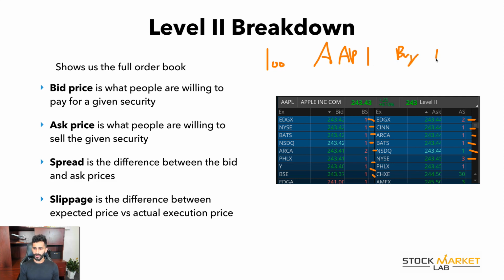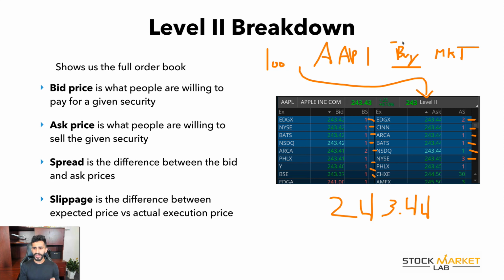I use a market order. Now, if I use a market order and I want to buy 100 shares of stock Apple, I have to buy it from someone that is selling it. So I would assume that I'm getting it for 243.44. Now, sometimes what the slippage showcases is this is what the ask is right now. But by the time I hit buy, and my order actually executes and goes through the system, the actual amount that I might get the shares for may not be 243.44.